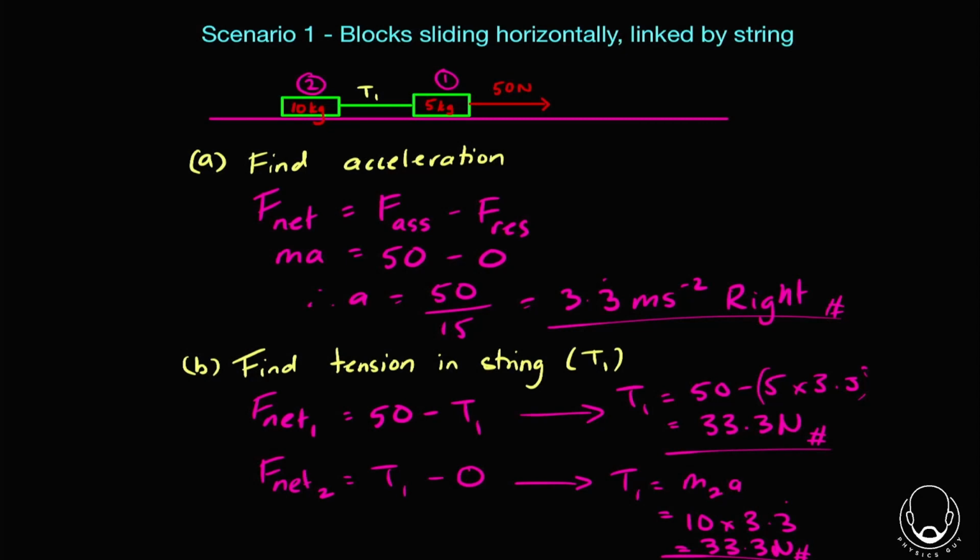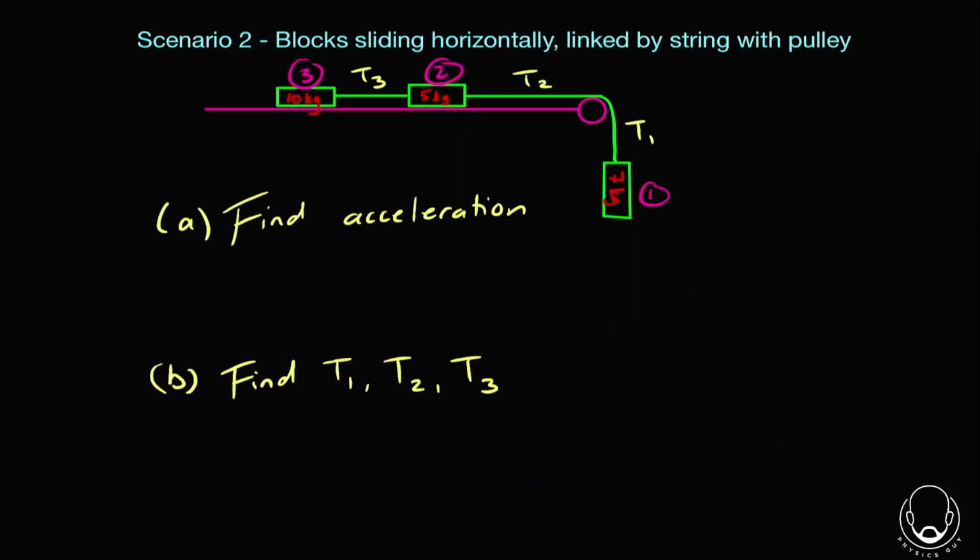All right, so let's move on to the next one. So next one we have scenario 2. We've got blocks sliding horizontally linked by a string with a pulley, and it's asking us to find the acceleration, again, of the system. So we'll write it out, we'll just simply say our Fnet is going to be our assistive force minus our resistive force.